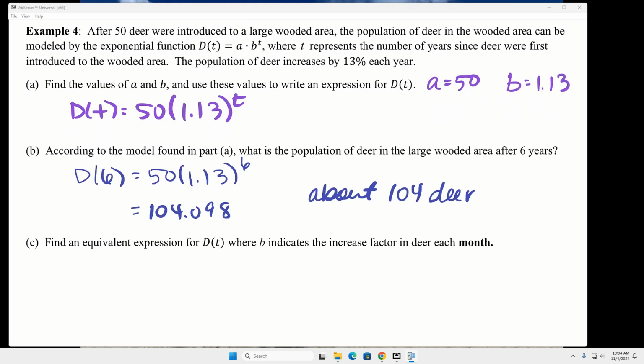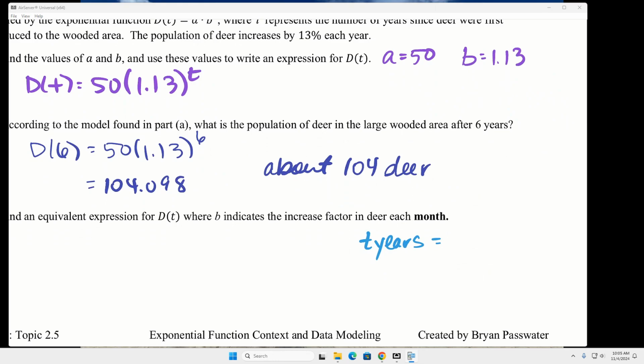And out of everything we're learning today, I feel like part C is the most challenging. But I could be wrong. You might remember doing this in Algebra 2 and just be able to do it super quick. But what we're going to do is write an equivalent expression for D, where B indicates the increase factor in the deer each month. All right? And so what I do is I take what t originally is, which is years, and I'm going to figure out what that would be in terms of months.